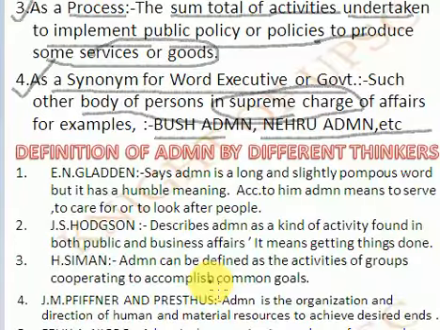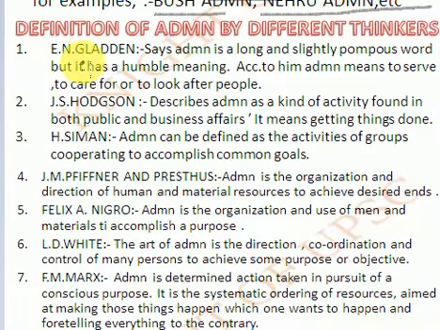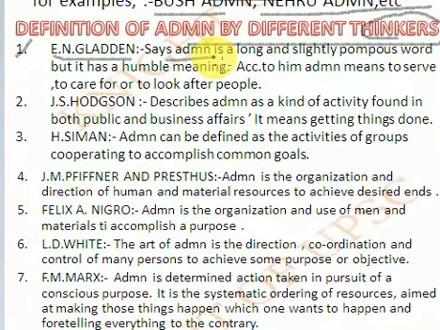So now let me discuss the definitions of administration by different thinkers or scholars. The first one is Ian Gladden. He said that administration is a long and slightly pompous word, but it has a humble meaning. According to him, administration means to serve, to care for or to look after the people.